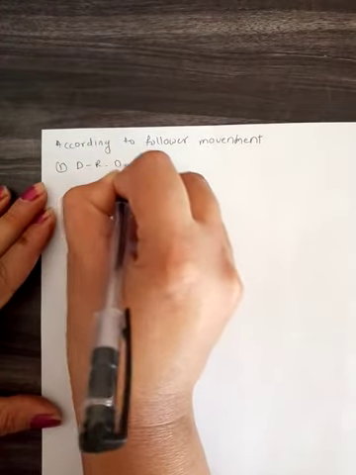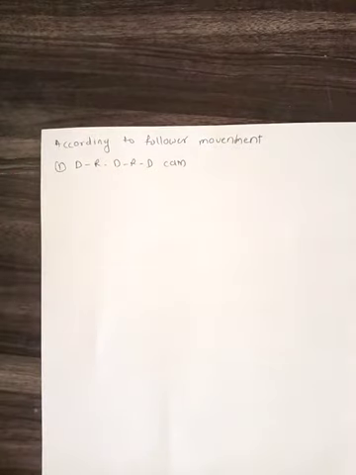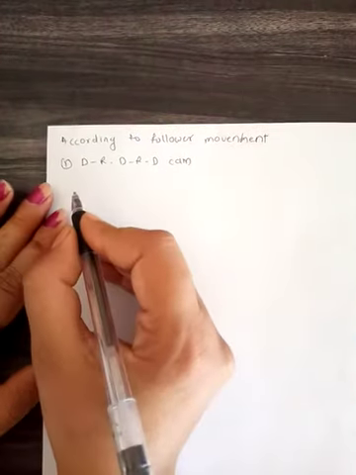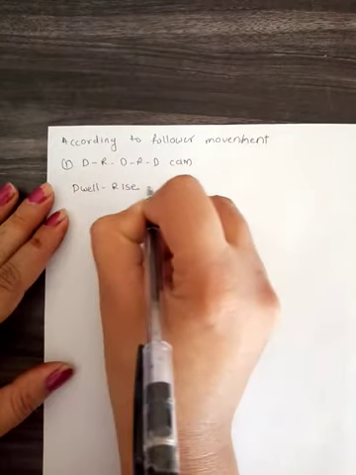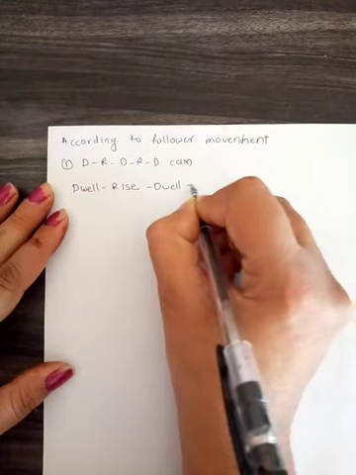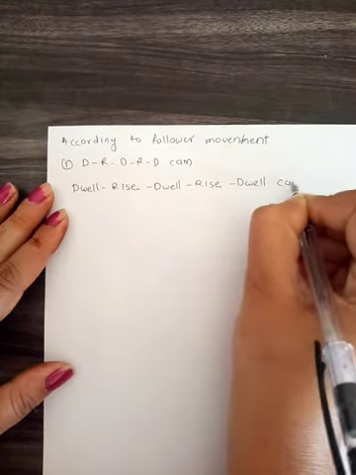DRD cam means dwell, rise, dwell cam. How is it drawn? We have seen it one by one. This is called the dwell, rise, dwell cam.